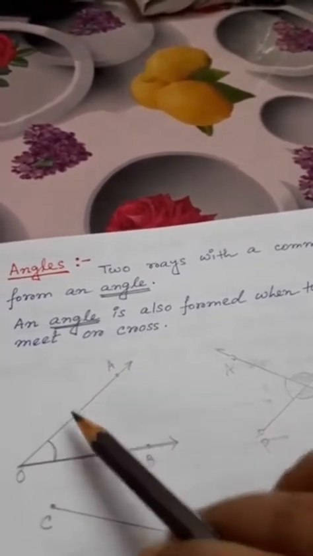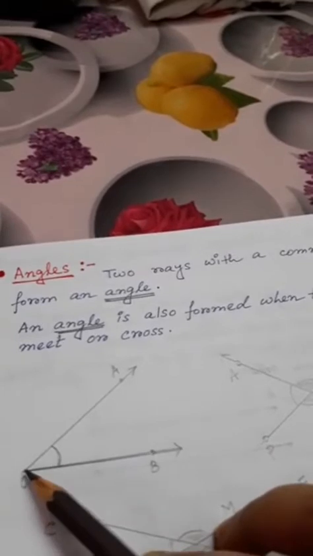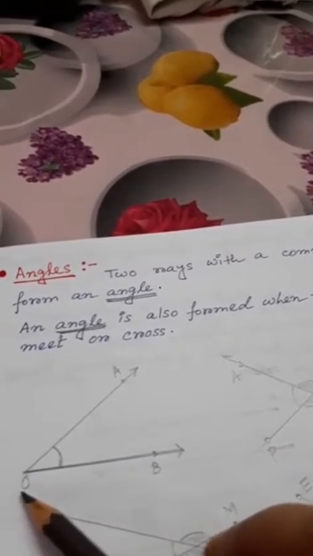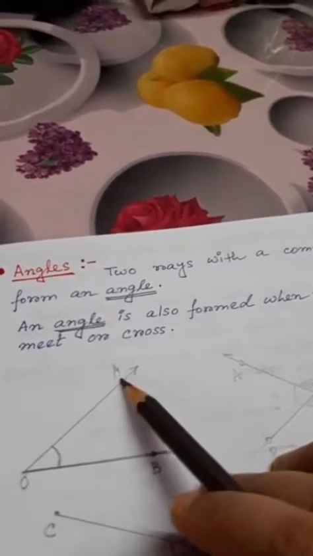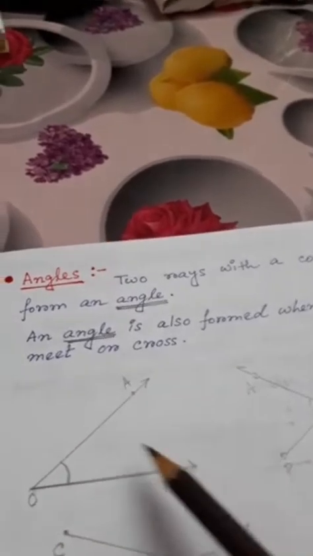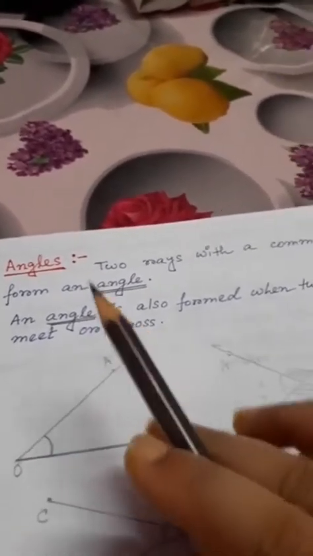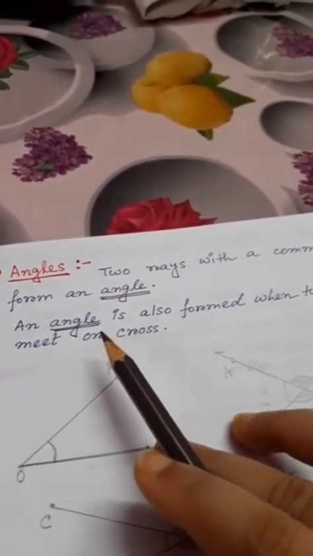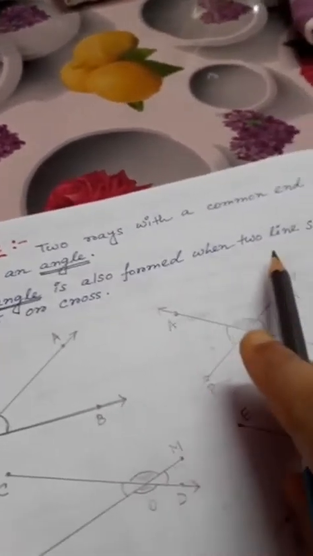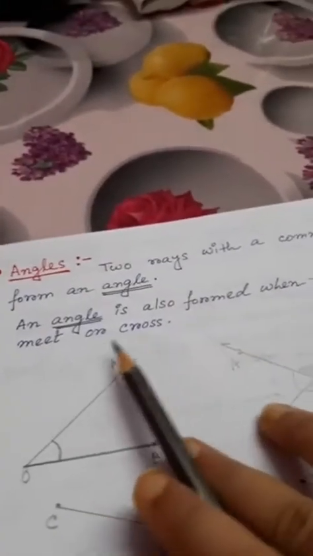And when these two rays have a common endpoint, what is this? This is O. So angle AOB is formed. Okay, let's see another definition. An angle is also formed when two line segments meet or cross.